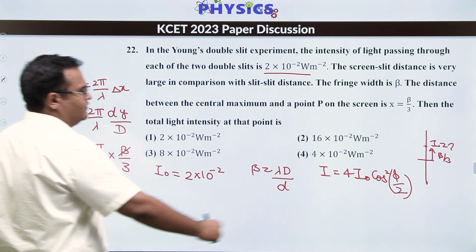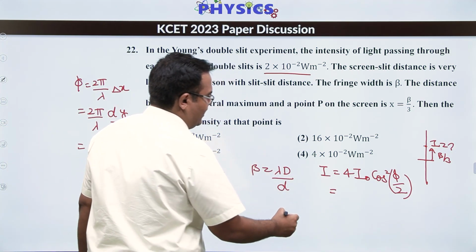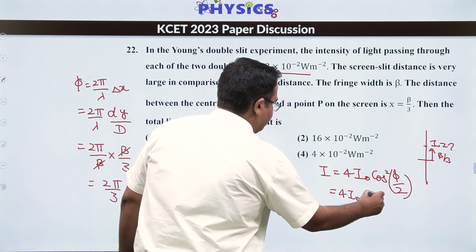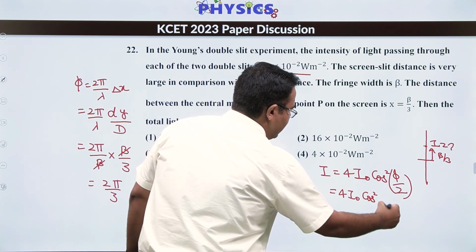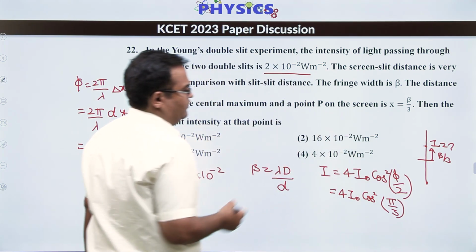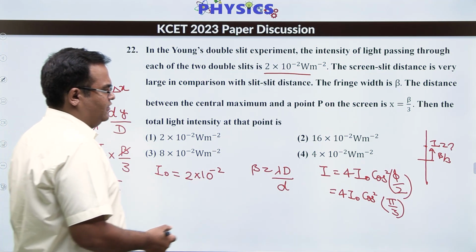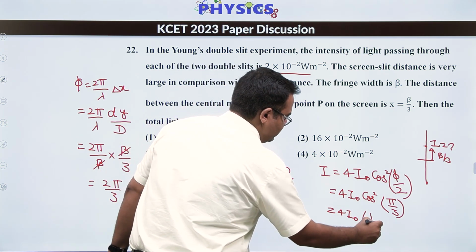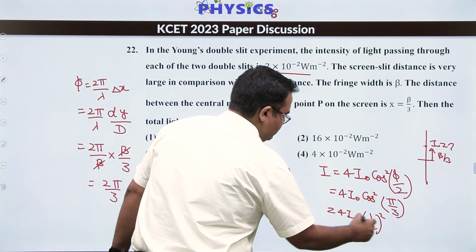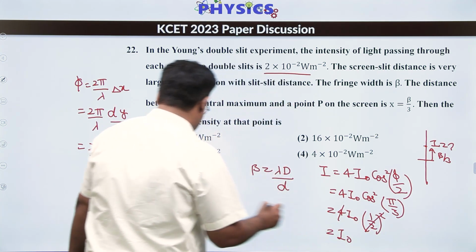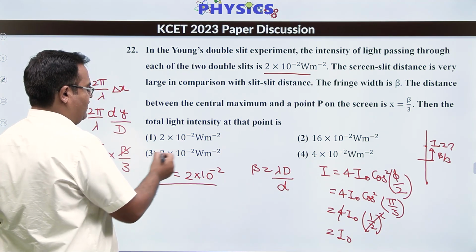So, if I put it in this formula, we will get intensity as 4 I naught cos square of 2 pi by 3 by 2. So, it will become cos square pi by 3, right, which is basically 4 I naught into half whole square. So, 4 and 1 by 4 will go off. So, we will get the answer as I naught, which is this itself. So, answer will be 1.